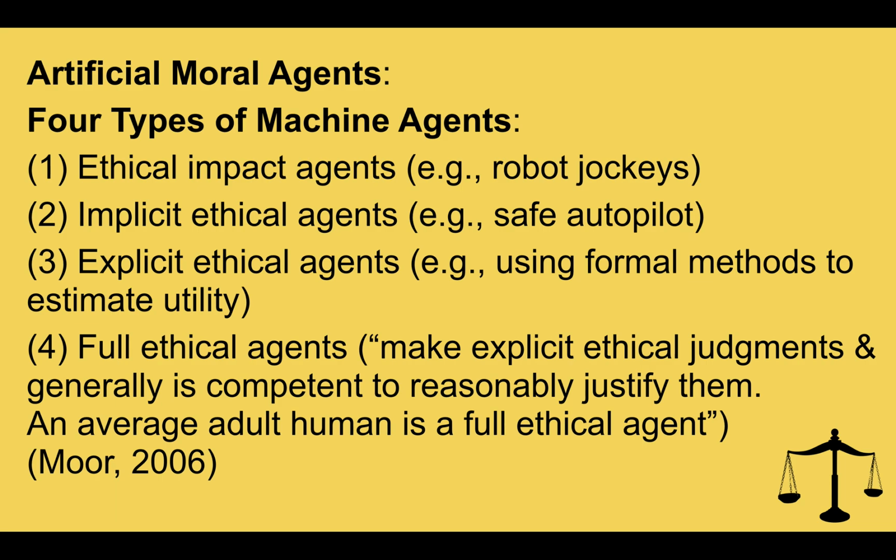Explicit ethical agents use formal methods to estimate utility, what's the most useful path to choose. And full ethical agents make explicit ethical judgments and are generally competent to reasonably justify them. An average adult human is a full ethical agent. So something that's analogous to a human being would be a full ethical agent.